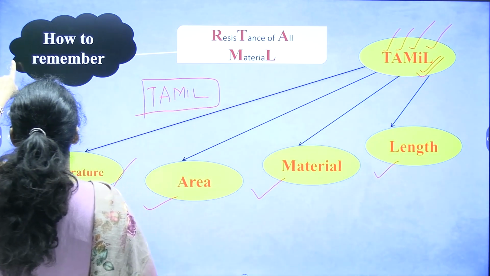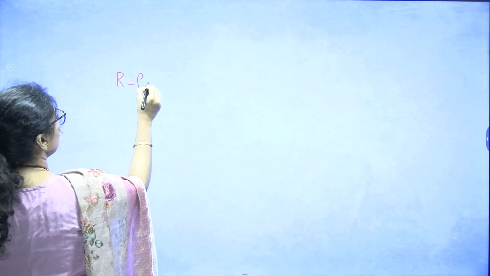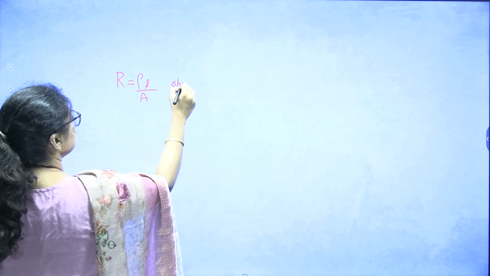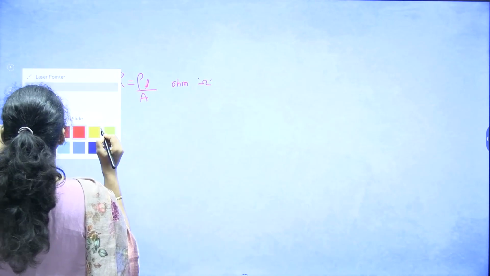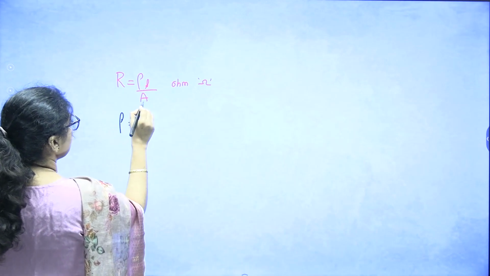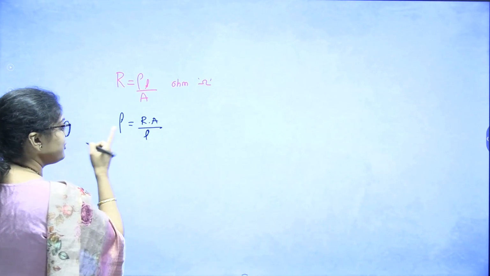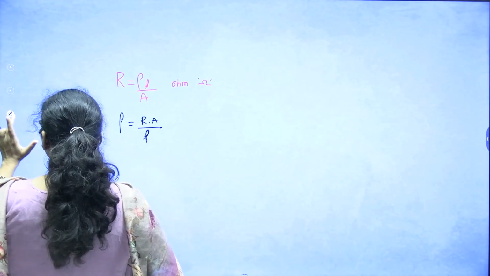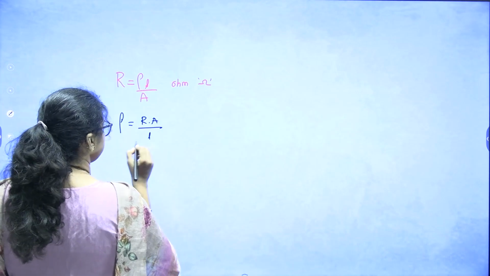Clear? Next. So, I have written that the formula for resistance is R equals rho L by A, and the unit for resistance is ohm. Clear? Now, from this, what can we write? Rho is equal to R into A by L. Now we have to know the units of resistance also. You have to know the units also. Yes or not?